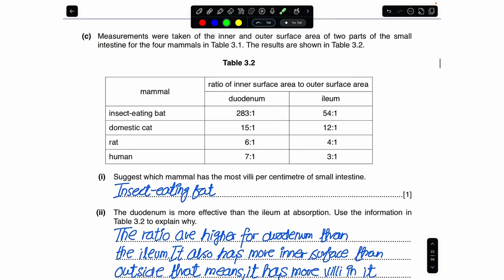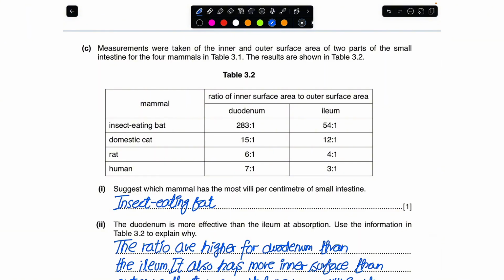If I come here to the C part, what they are saying is that for the four mammals given above, they took their small intestines out, and for the small intestine of each individual mammal, they took measurements of the inner and outer surfaces, and then showed their results in table 3.2. Again, the same mammals are written here, and they have presented the ratio of the inner surface area to the outer surface area, for the duodenum and for the ileum.